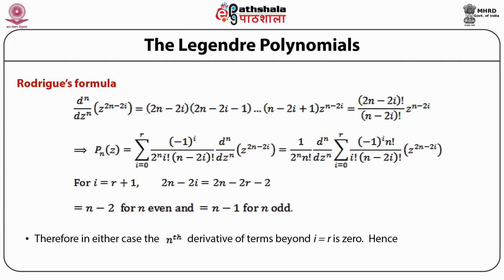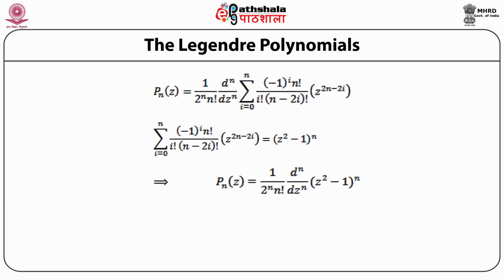Hence, we can extend the summation beyond r up to n and rewrite the above equation as Pn(z) equal to 1 by 2^n n! multiplied by the nth order derivative with respect to z of the summation over i going from 0 to n of (-1)^i n! z^(2n-2i) divided by i! (n-2i)!.